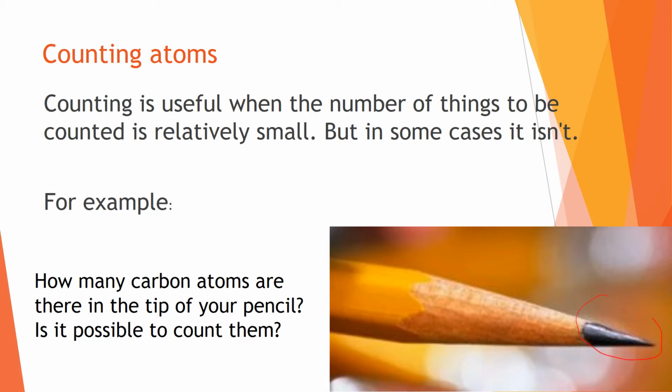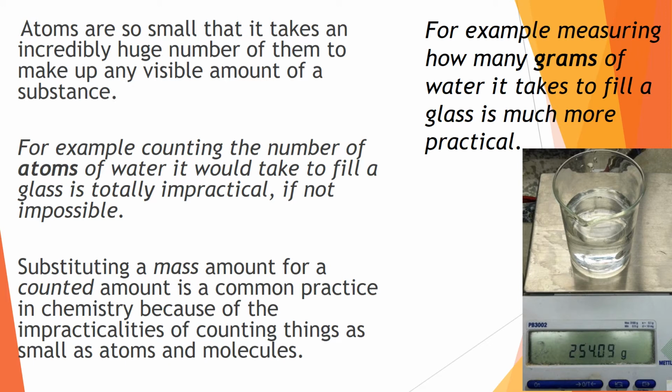And really, you can't. For the most part, atoms are there, but you can't see them, right? Even with the most powerful microscopes, you can't see them. So it's almost impossible to physically count things that you can't see. So we use an indirect method when we're counting. Again, atoms are very, very small, and it takes an incredibly huge number of these atoms to make up any visible amount of a substance.